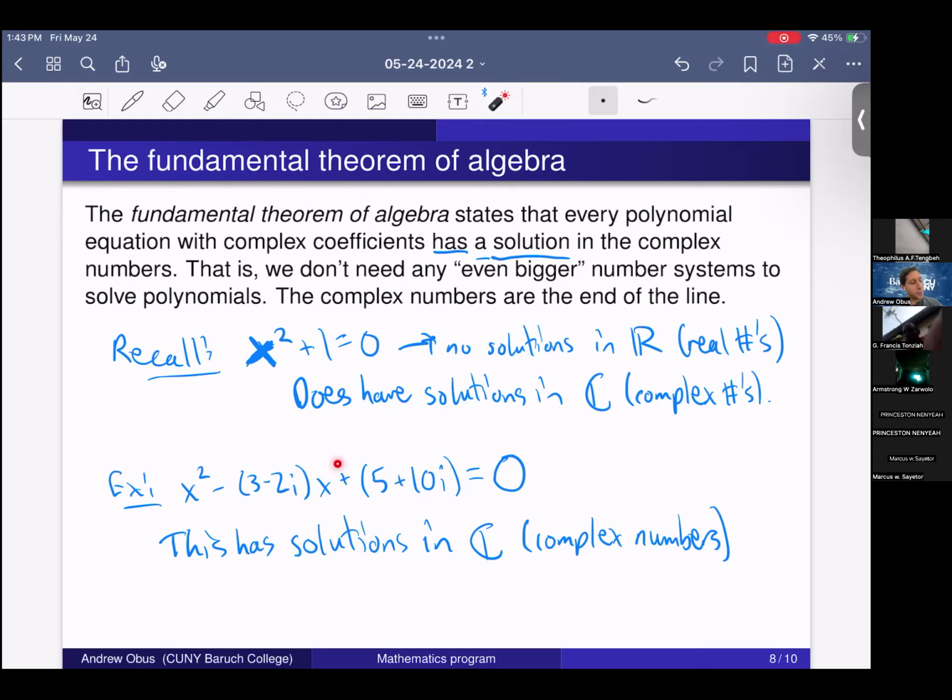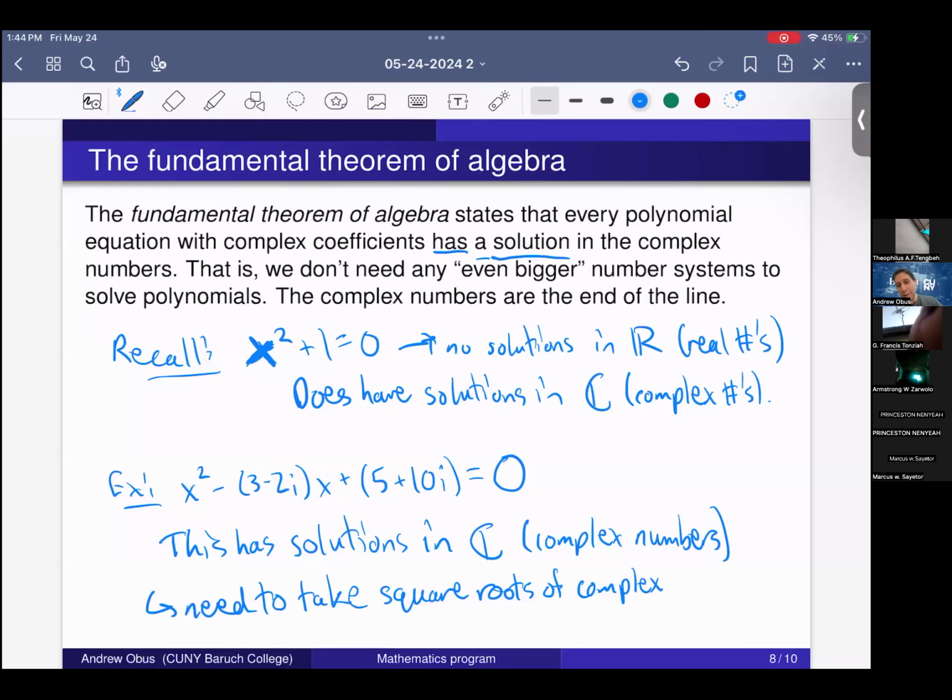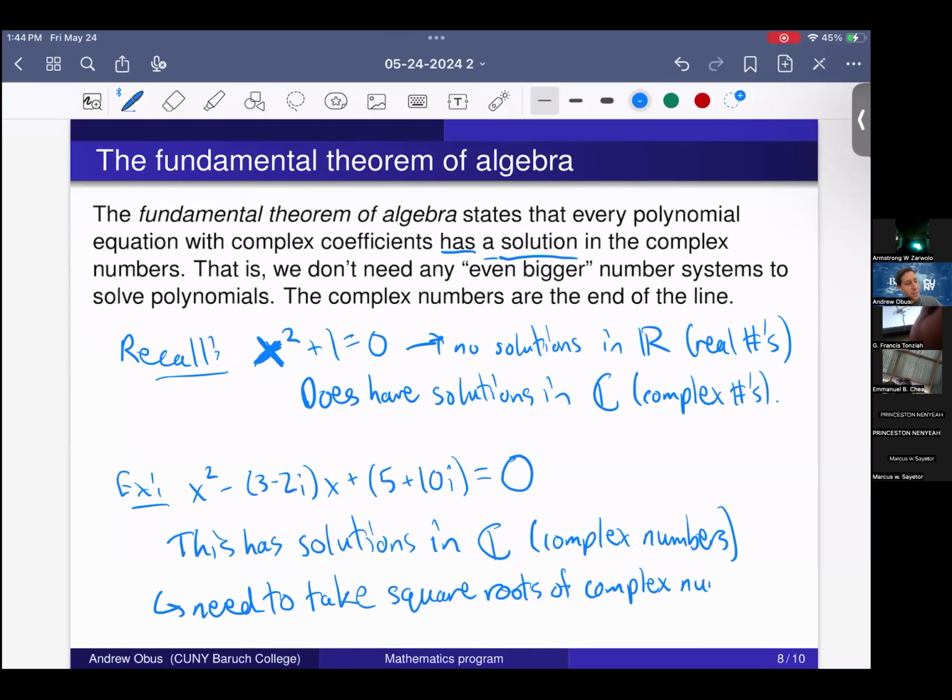I'm not going to tell you what the solutions are here, but actually there's a version of the quadratic formula that basically works for complex numbers. And the problem is you have to know how to take a square root of a complex number, and maybe we'll do that next time. If we wanted to use the quadratic formula, there's a square root term in there, so we'd have to be able to take square roots of complex numbers. And it turns out that taking square roots of complex numbers is going to be related to trigonometry, so we'll see how that relates next time.